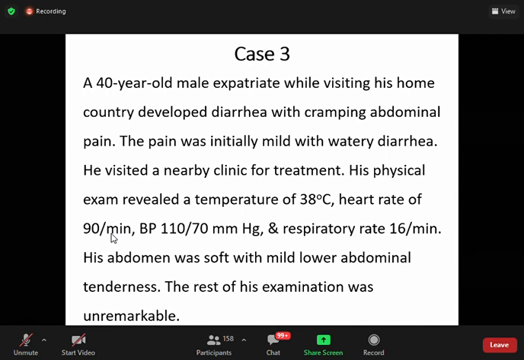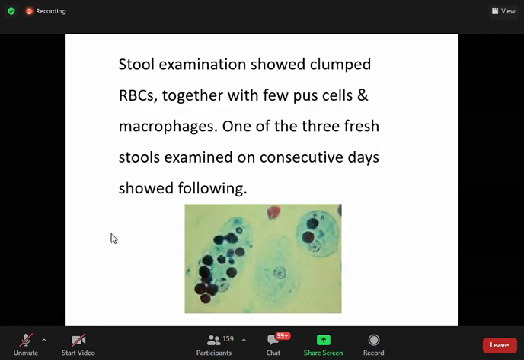A 40-year-old male expatriate while visiting his home country developed diarrhea with cramping abdominal pain. The pain was initially mild with watery diarrhea. He visited a nearby clinic for treatment. His physical examination revealed a temperature of 38 degrees, heart rate of 90 per minute, blood pressure of 110/70, respiratory rate of 16 per minute. His abdomen was soft with mild lower abdominal tenderness, and the rest of his examination was unremarkable.